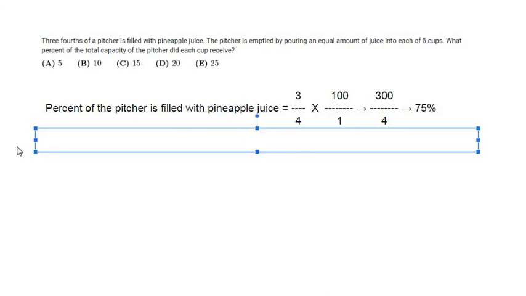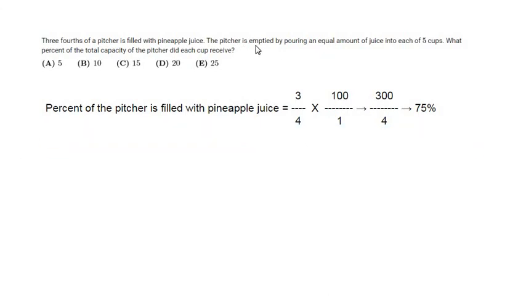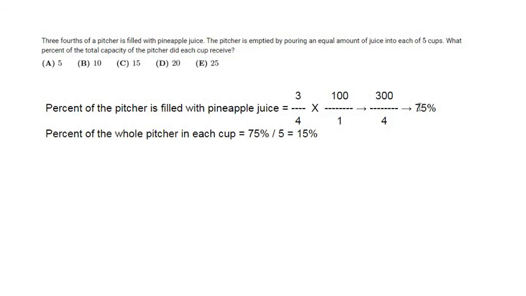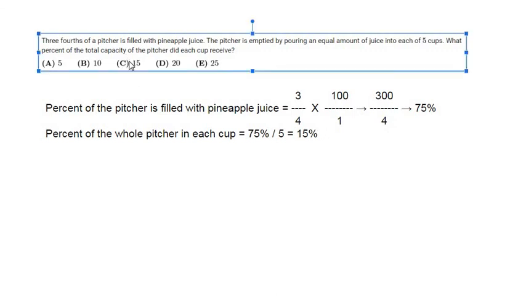Okay, and let's also note the pitcher is emptied by pouring an equal amount of juice into 5 cups. So since there are 5 cups and 75% of the total pitcher is filled, what percent of the pitcher will each cup receive? So that will be 75% divided by 5 cups, because each cup receives an equal amount. That will be 15% of the whole pitcher. That's answer C.